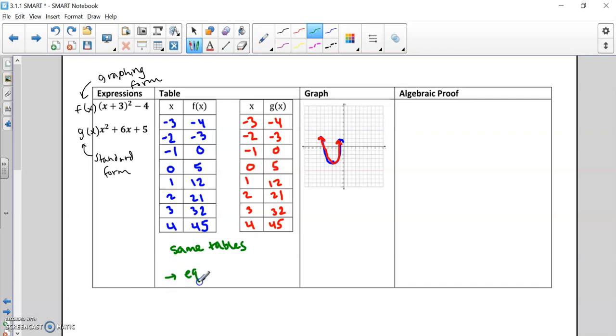Okay, and so we can tell from here that they're equivalent because the tables are the same. And we can tell here, because the graphs are the same, that they're equivalent once again.